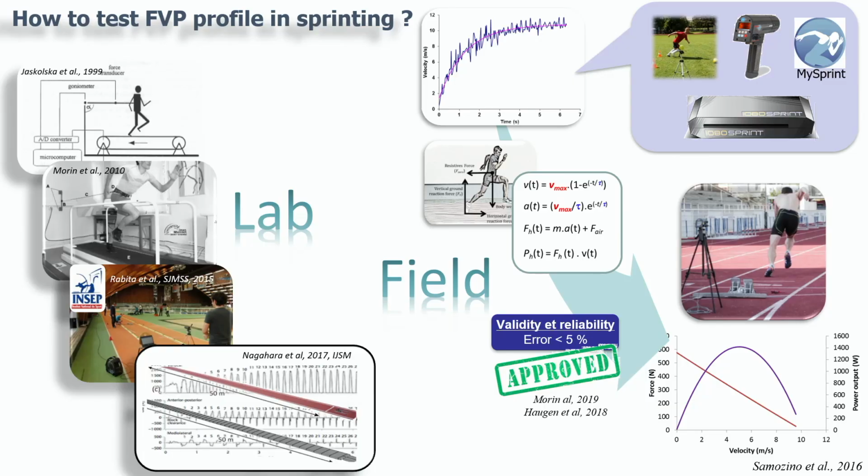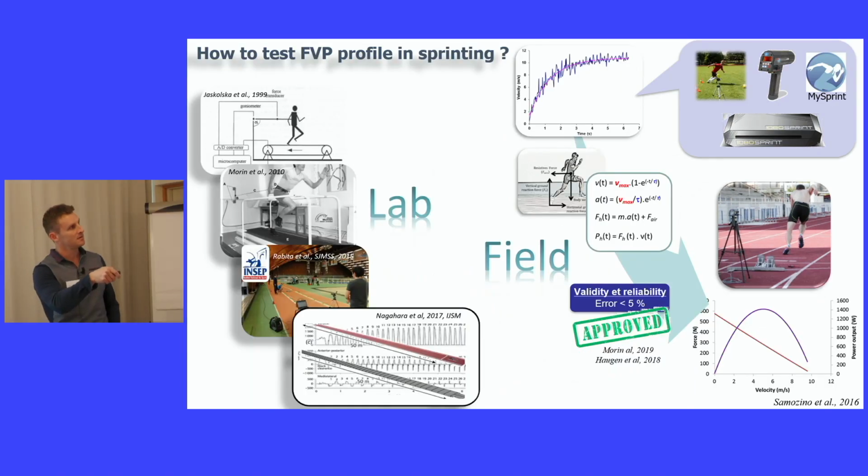And for this estimation, you can use different data for input. You can use position data from photocells, velocity data from radar or laser devices, high-speed video, or linear transducer, high density devices to have this kind of information. And with this information as input, you can estimate with some computation the force velocity information.